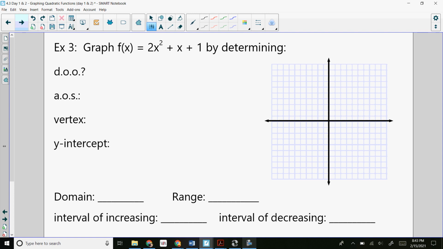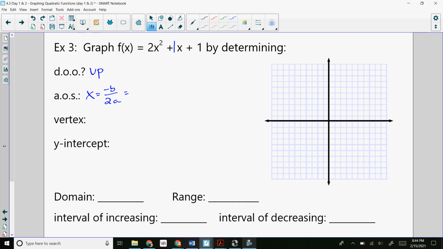All right, speaking of the next one, here it is. This is example 3. It says graph f of x equals 2x squared plus x plus 1 by determining the following. So first off, the direction of opening. Again, this one's going up. It's going up because our a value is positive. The axis of symmetry, this is x equals negative b over 2a.